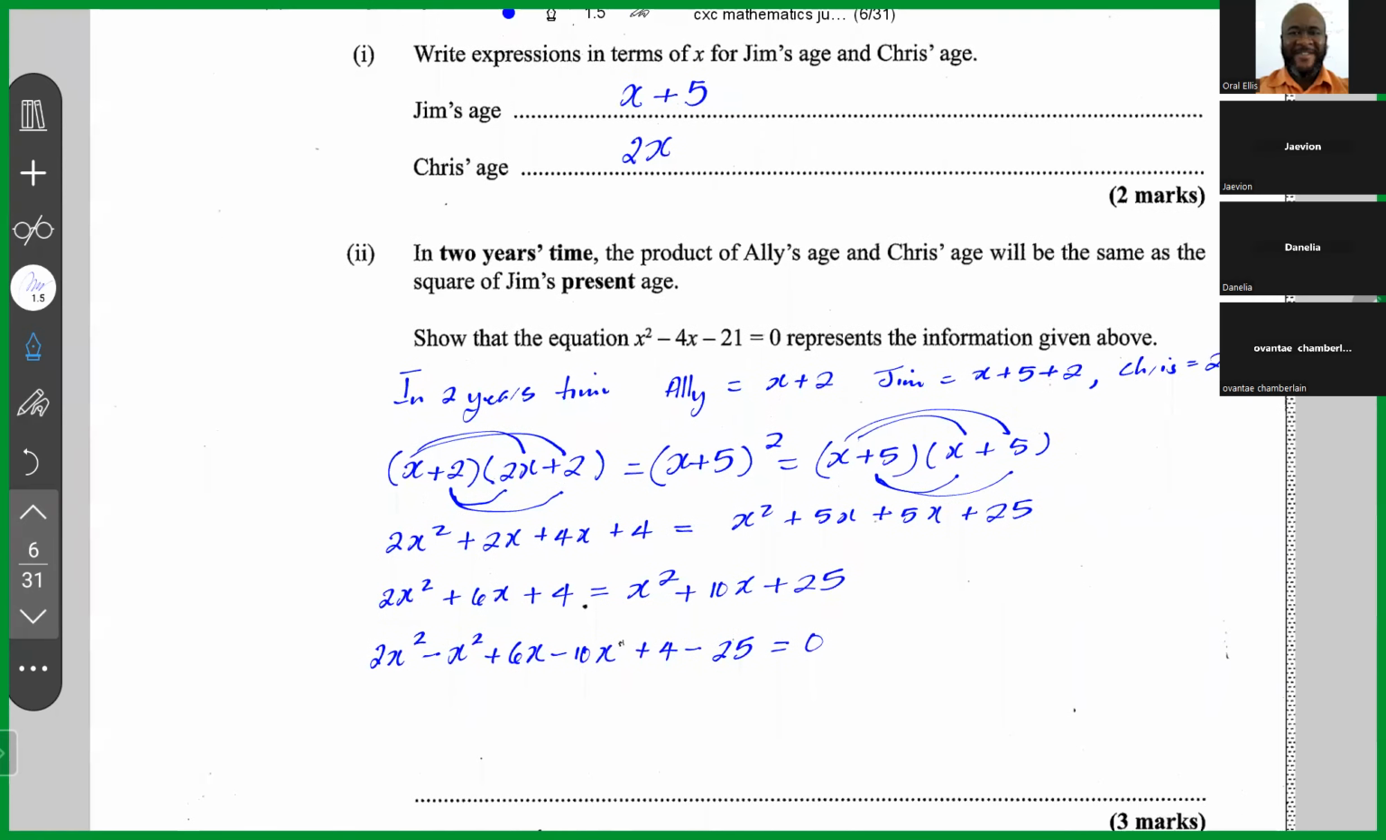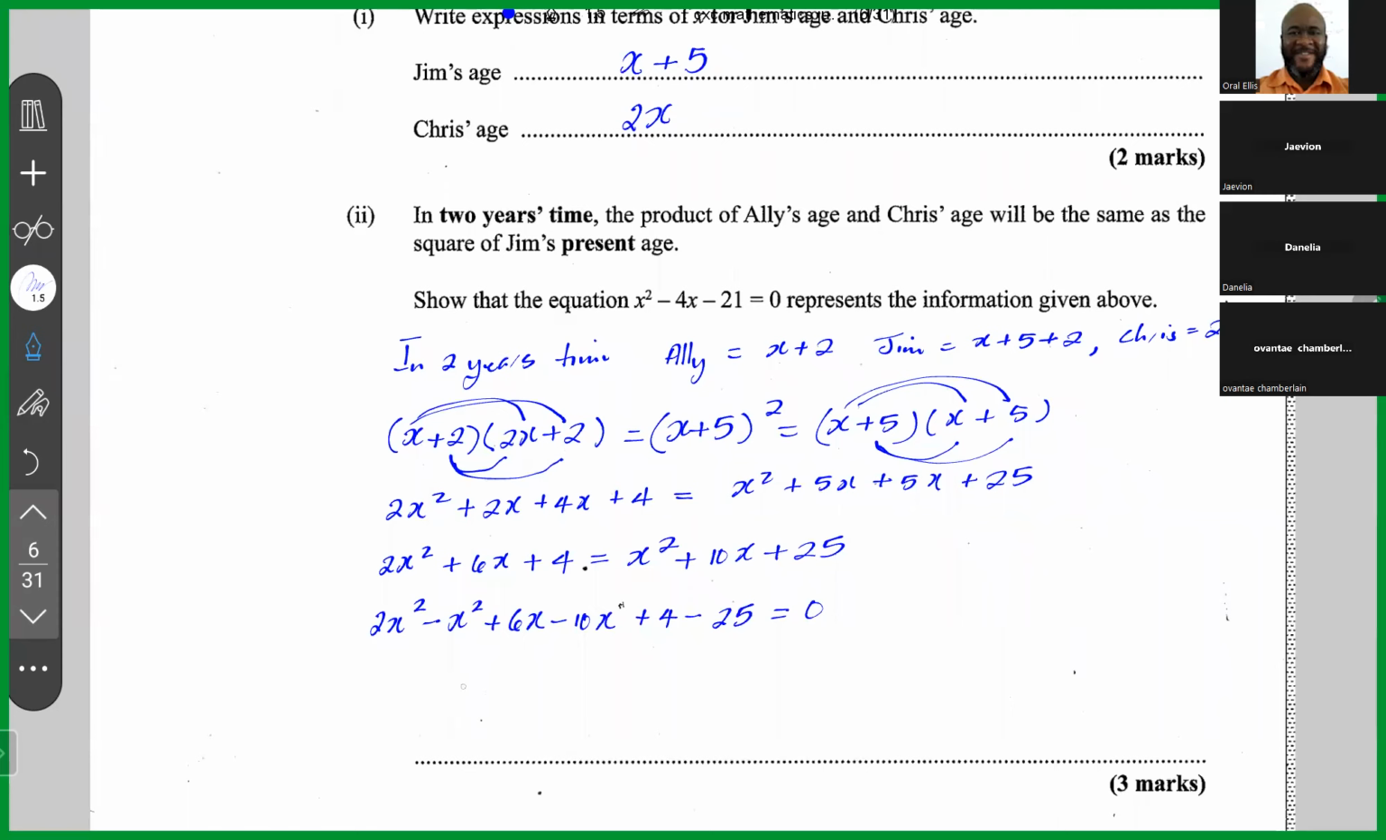Let's simplify. 2x squared minus x squared is x squared. 6x minus 10x is minus 4x. If the signs are different, subtract and keep the sign of the larger number. And 4 minus 25 is minus 21, is equal to 0. So we were asked to show that x squared minus 4x minus 21 is 0, and we were able to do that easily.